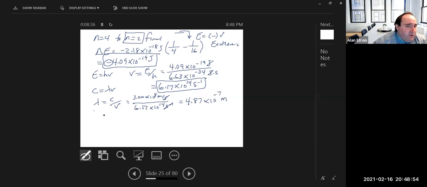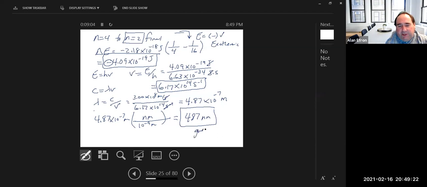Again, using our conversion between meters and nanometers, we have our 10 to the minus 9 meters is a nanometer. So essentially we're dividing that 4.87 times 10 to the minus 7 by 1 times 10 to the minus 9. And that's going to give us 487 nanometers, somewhere in that greenish part of the visible part of the spectrum. Any questions on that particular one there?